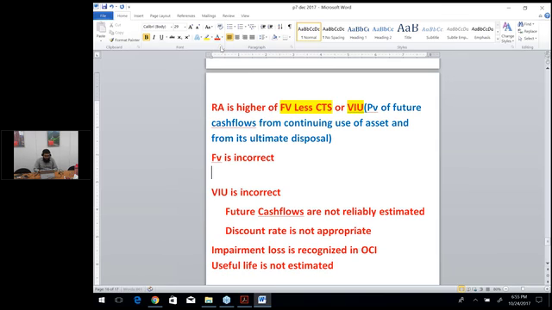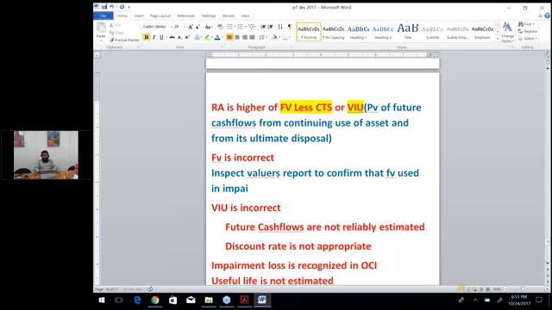Now, what are going to be the procedures that I'm going to perform in order to verify that? The number one of them, the risk is the fair value is incorrect. So I'm going to say inspect the valuer's report to confirm that fair value used in impairment calculation is accurate.